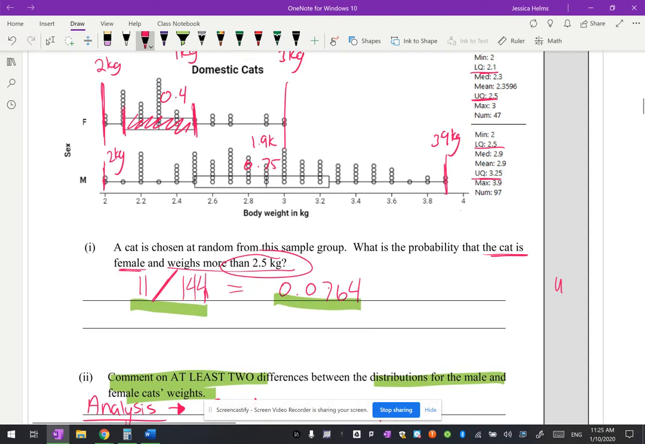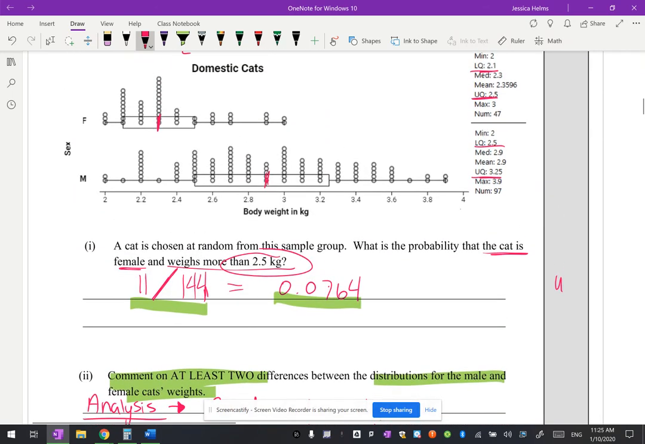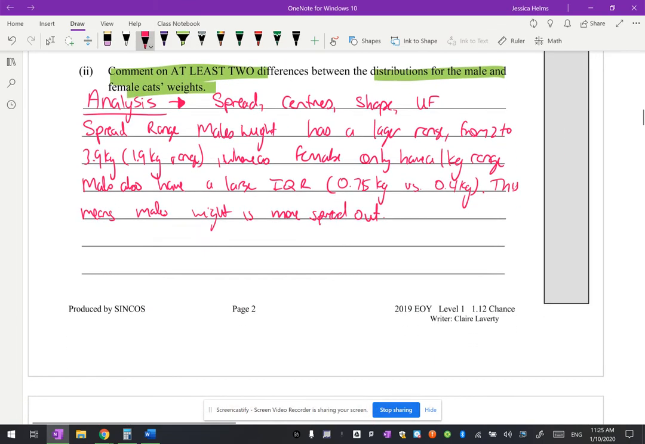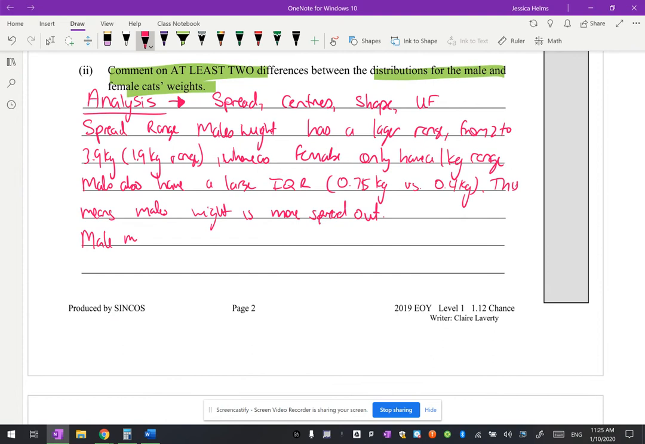The next thing that we might want to talk about, so we'll get rid of all this, is our centers. With this, we can talk about 2 things. We can talk about our median. The median for males is 2.9 and the median for females is 2.3. So the male median weight is 0.6 kilos larger than females.